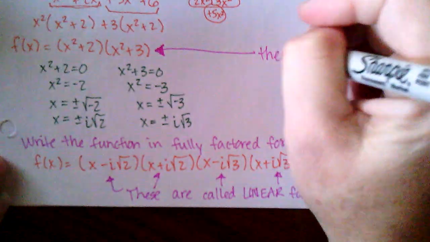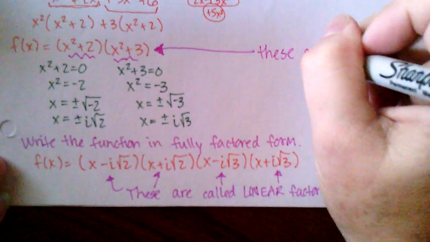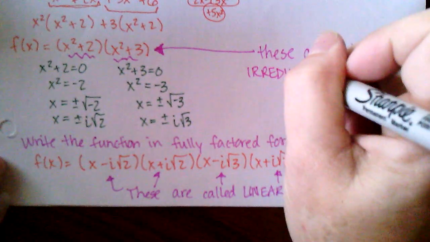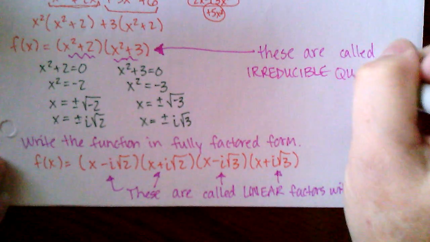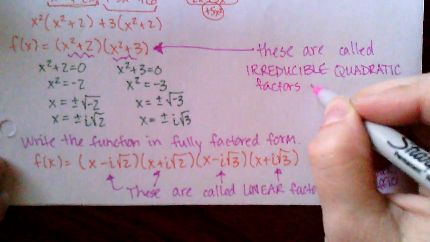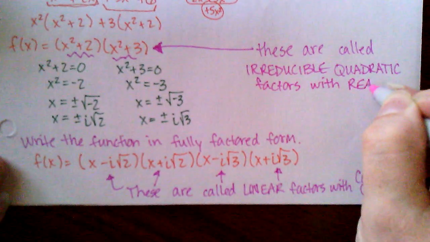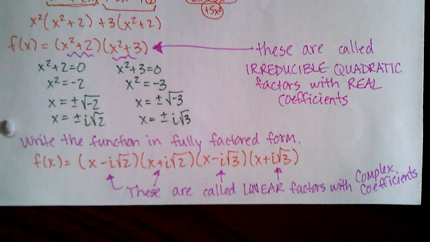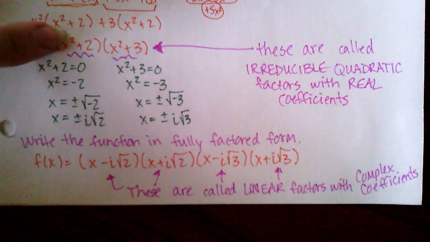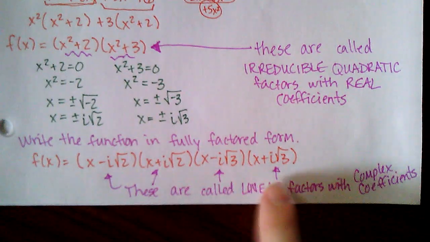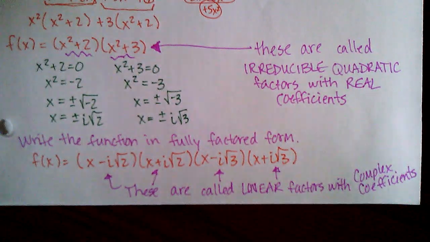And these two, this one and this one, are called irreducible quadratic factors with real coefficients. So if you were asked to factor with the real number system, then you would go here, because when you go further, they have imaginary numbers. If you're asked to factor over the complex number system, then you would go all the way down to where you have i's in your number.